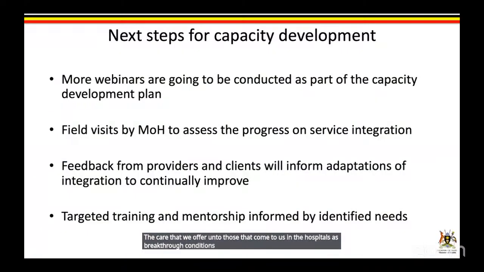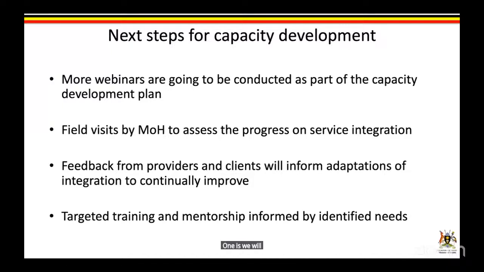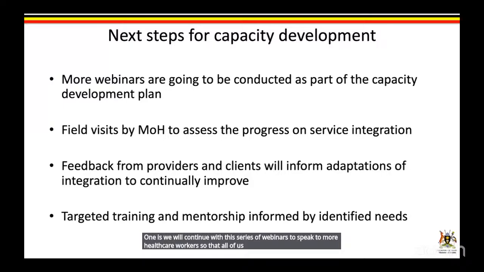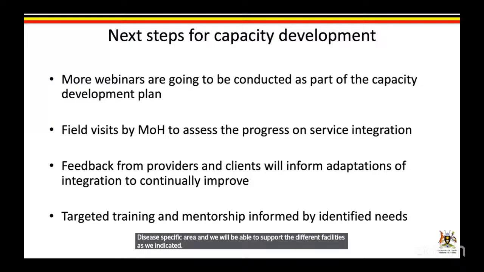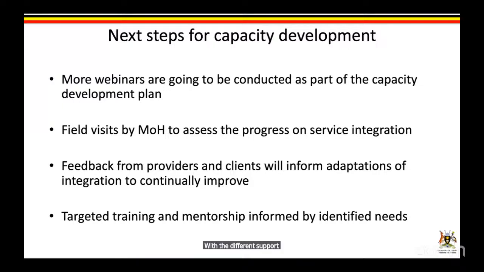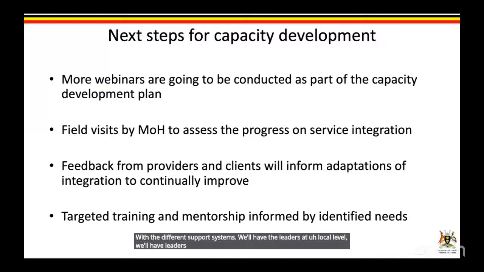So what is it that we expect to see in our next steps? One, we will continue with this series of webinars to speak to more healthcare workers so that all of us can embrace this integration agenda, where we are now seeing patients in a common area rather than in a vertical disease-specific area. And we will support the different facilities with the different support systems. We'll have leaders at local level, leaders from the districts, and leaders from the center coming in to support the different facilities in embracing this integration agenda.